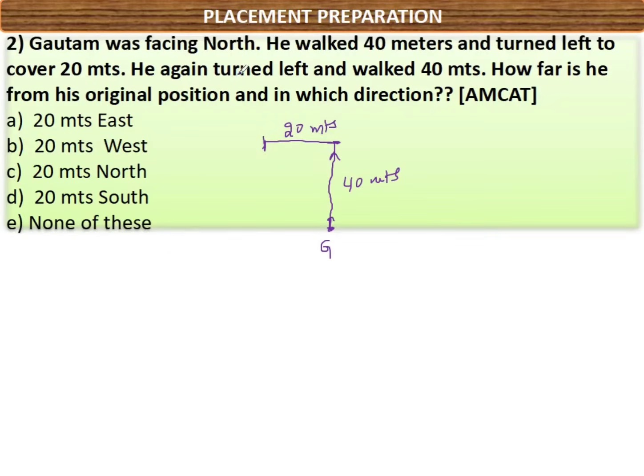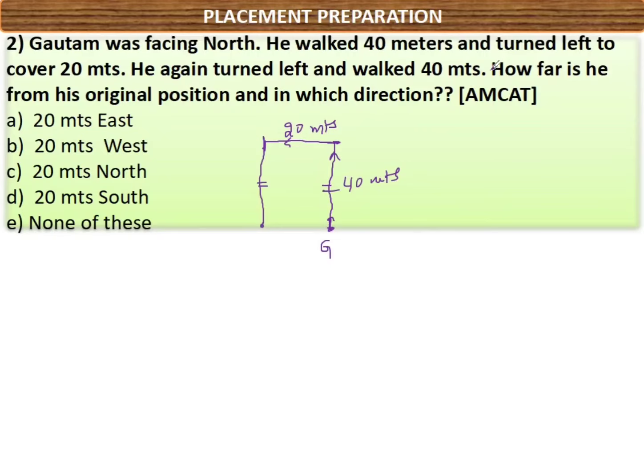Next, he again turned left. So from here he is going like this, he again turned left, means his left will be downside, and walked 40 meters. This distance and this distance both should be same, because 40 and 40.